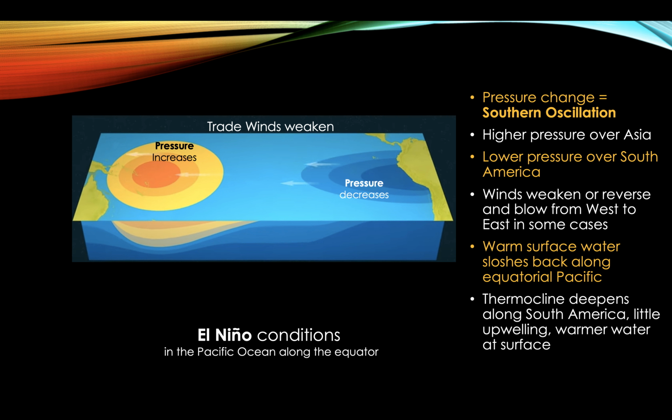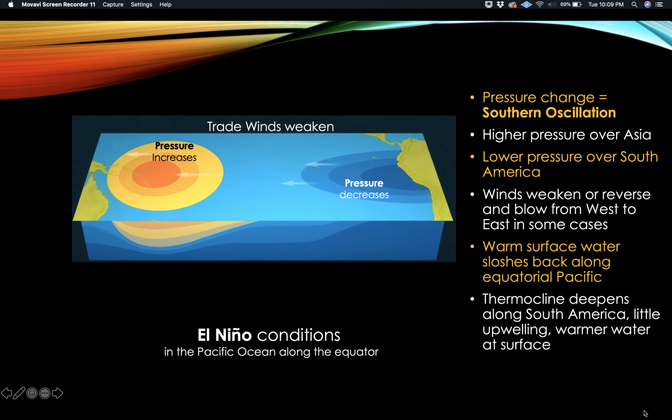Okay, so now let's talk about what happens during an El Nino event. During El Nino, it begins with the pressure change. Scientists don't exactly know why the pressure change happens. All they know is that it's naturally occurring and it occurs often. This pressure change is known as the Southern Oscillation.